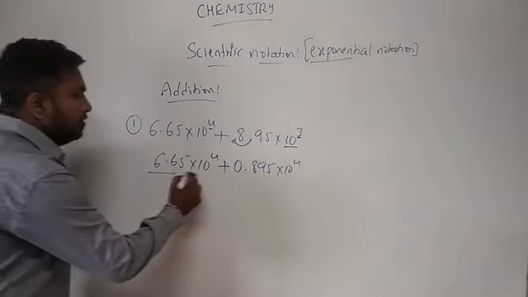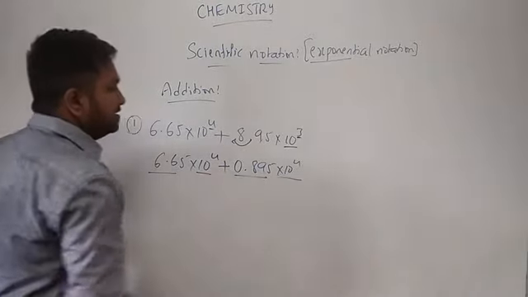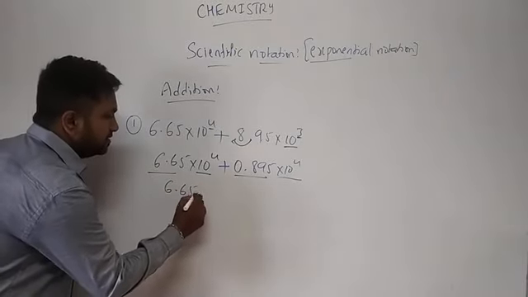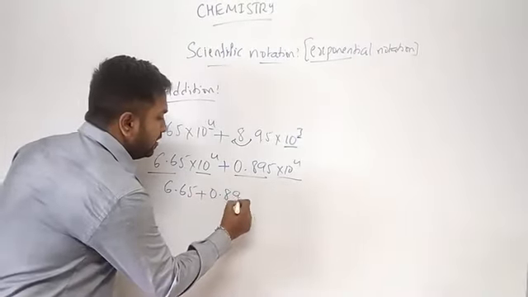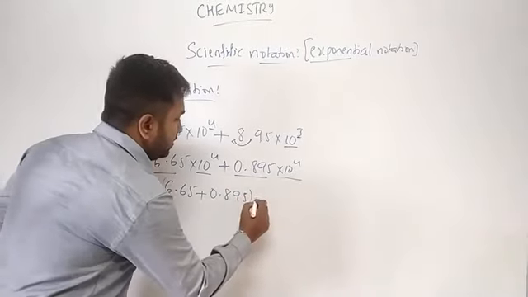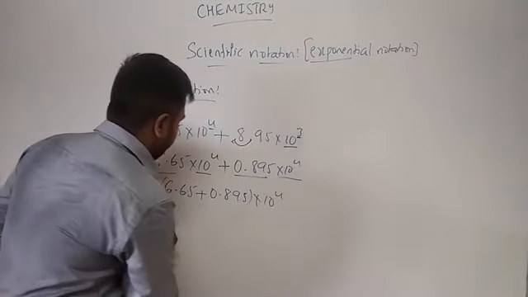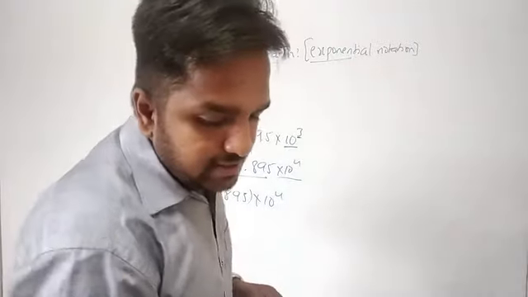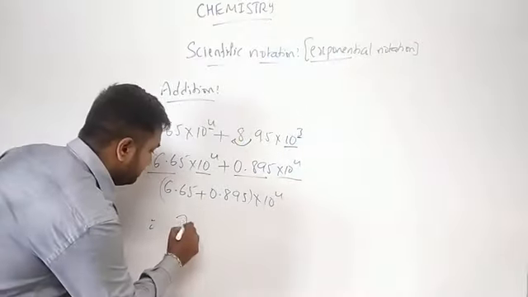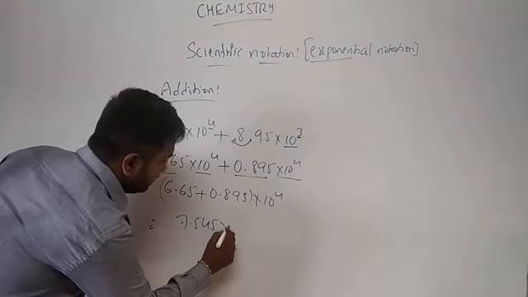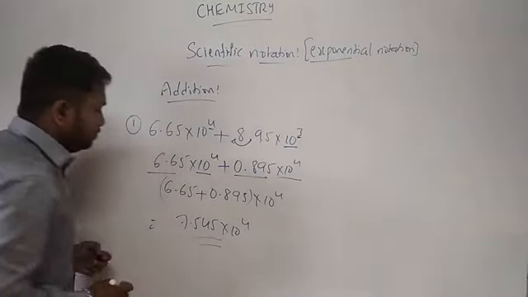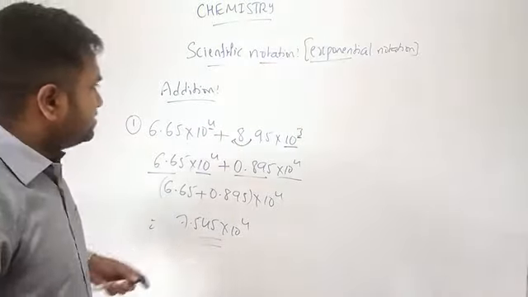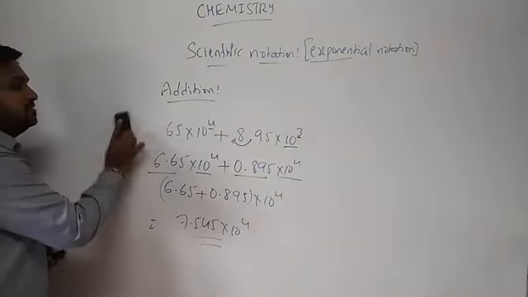Now you can add these terms as the 10 to the power 4 is the same. So we can add 6.65 plus 0.895 into 10 to the power of 4. So what is the value? It is 7.545. You can do some more examples at home. Okay, this is regarding addition.